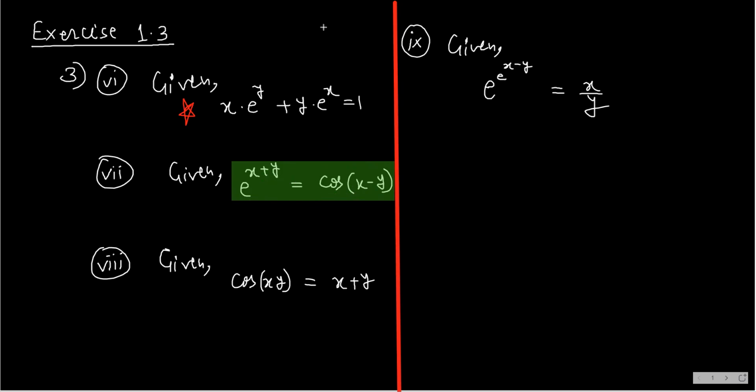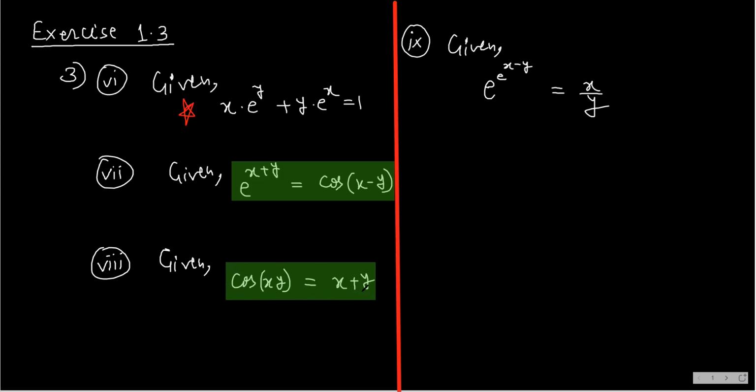The next one you have is cos of xy equals x plus y. Now this is also a very easy question. You will differentiate both sides with respect to x. Why with respect to x? Because you have to get dy by dx. This also you can solve on your own. I will give you the hint.